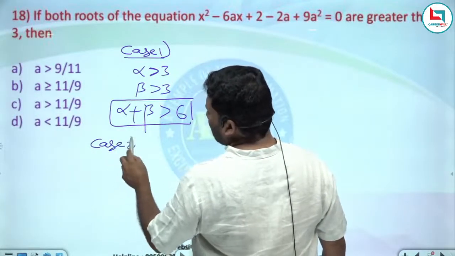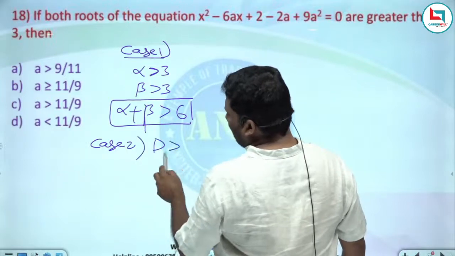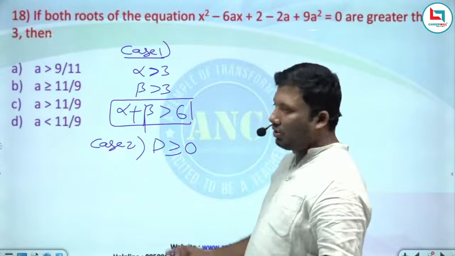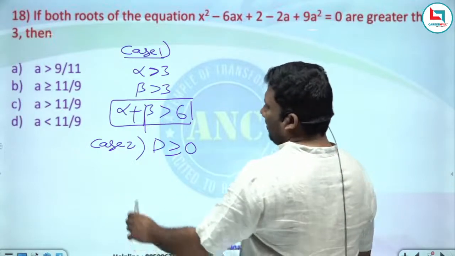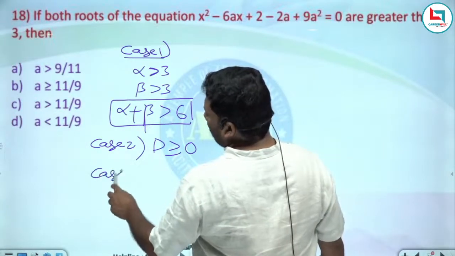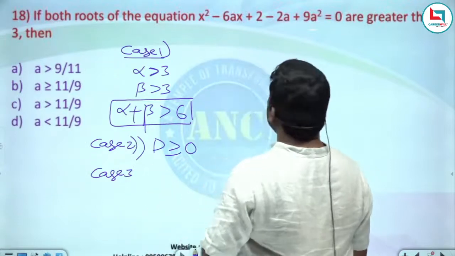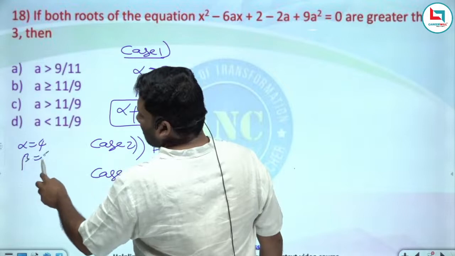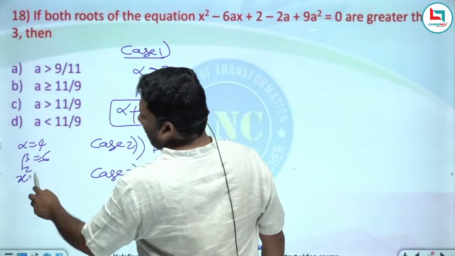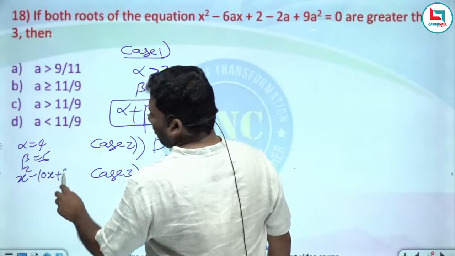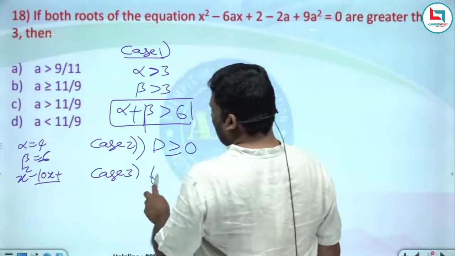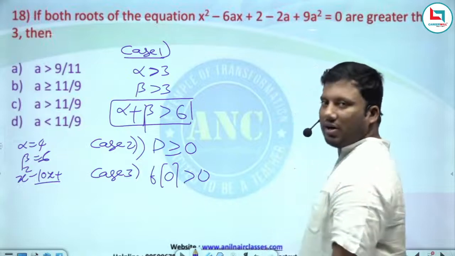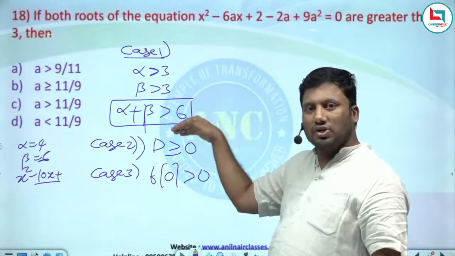Case 2, because it is a root, discriminant greater than or equivalent to 0. Case number 3: what will happen to f of 0? Both the roots are greater than 3. If I take alpha 4 and beta 6, x square minus 10x plus 24, 24 is greater than 0. F of 0 greater than 0. Case 1, case 2, case 3.